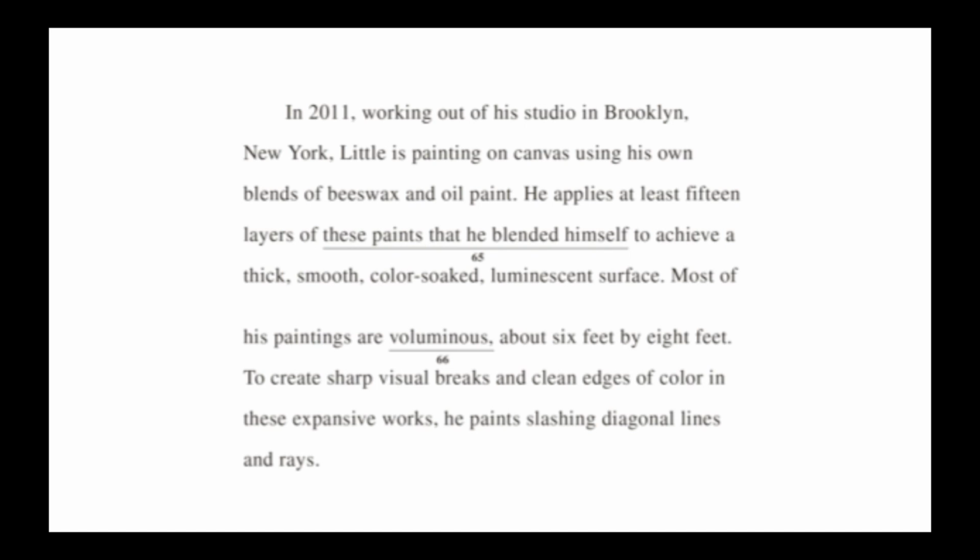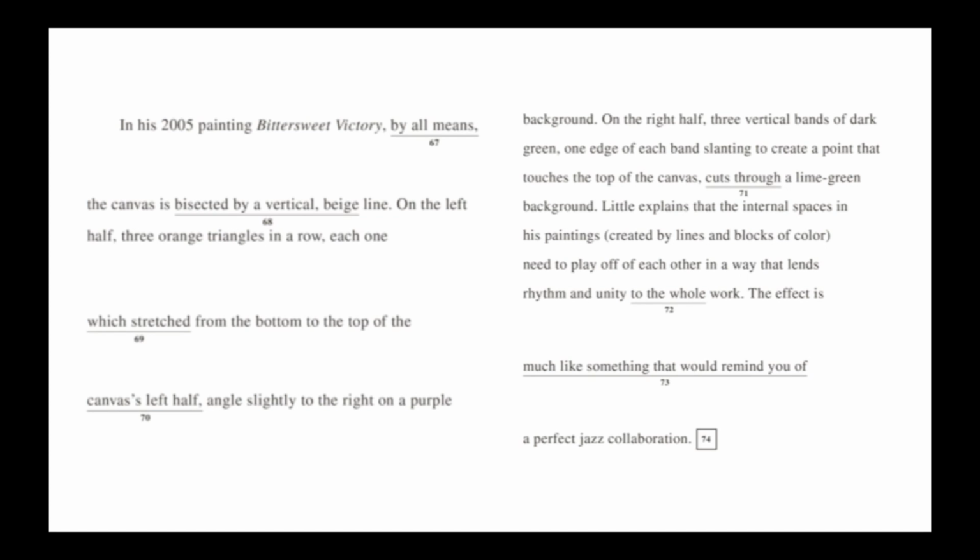In 2011, working out of his studio in Brooklyn, New York, Little is painting on canvas using his own blend of beeswax and oil paint. He applies at least 15 layers of these paints that he blended himself to achieve a thick, smooth, color-soaked, luminescent surface. Most of his paintings are voluminous, about 6 feet by 8 feet. To create sharp visual breaks and clean edges of color in these expansive works, he paints slashing diagonal lines and rays.